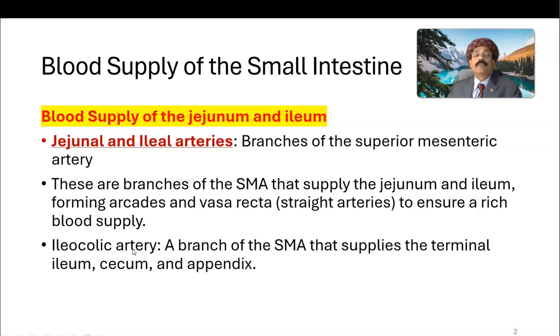The ileocolic artery has a contribution to the terminal part of the ileum. The ileocolic artery also supplies the cecum and appendix. These two are part of the large intestine. But the ileocolic artery supplies a part of the terminal ileum too.